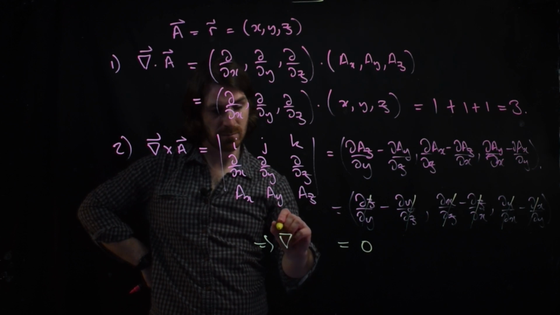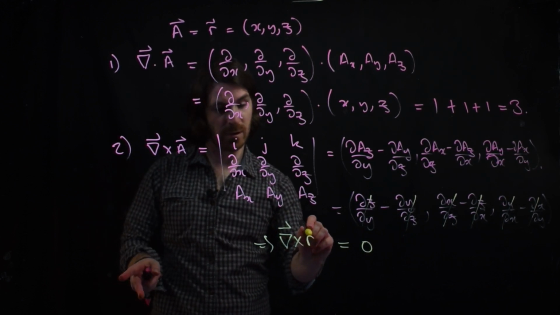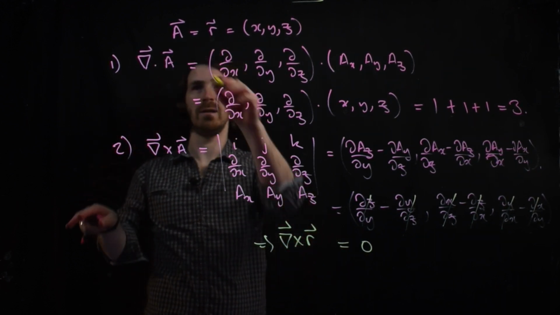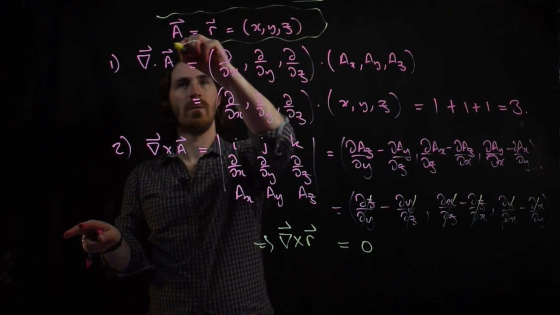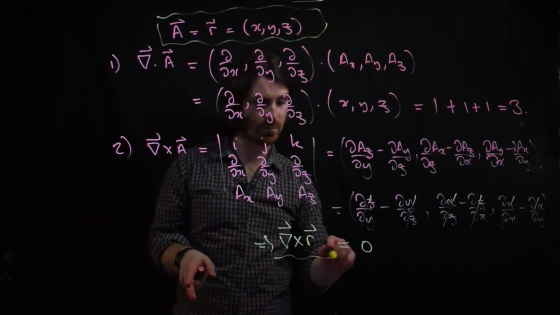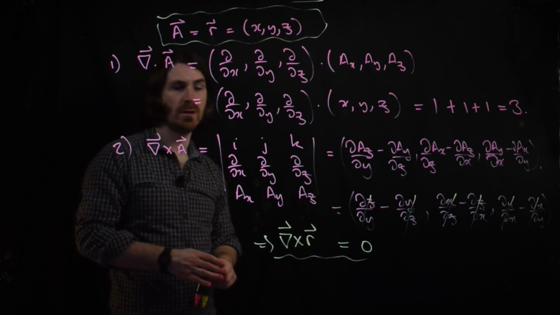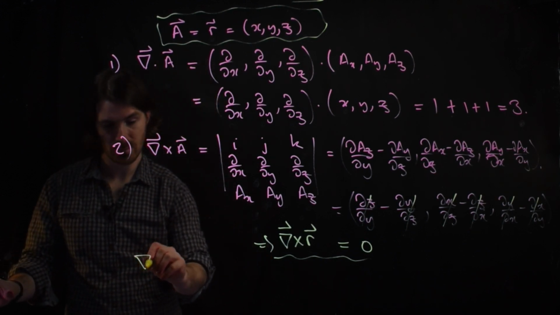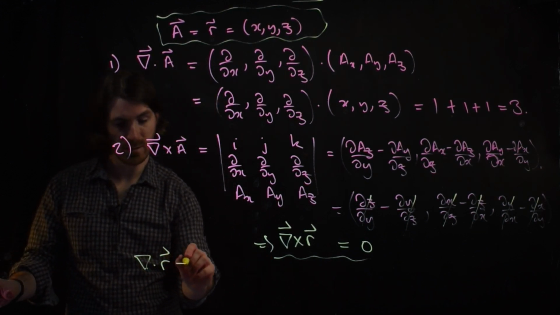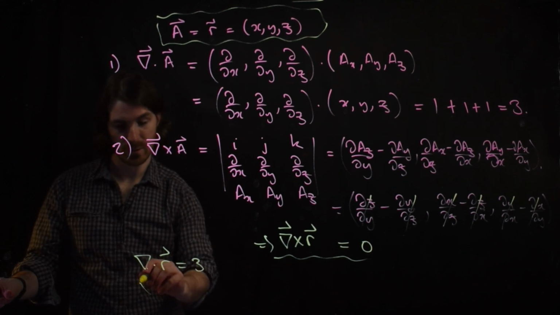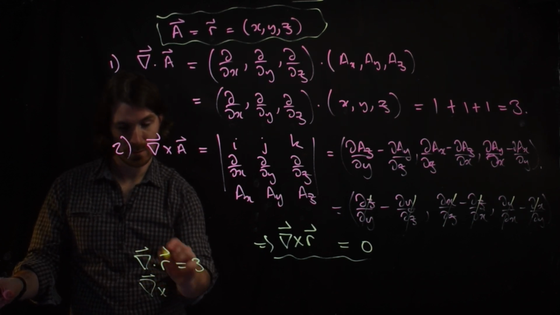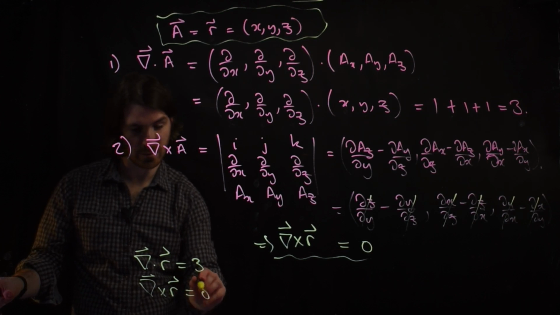So the curl of r, taking this example, equals 0. So the divergence of r equals 3, and the curl of r equals 0.